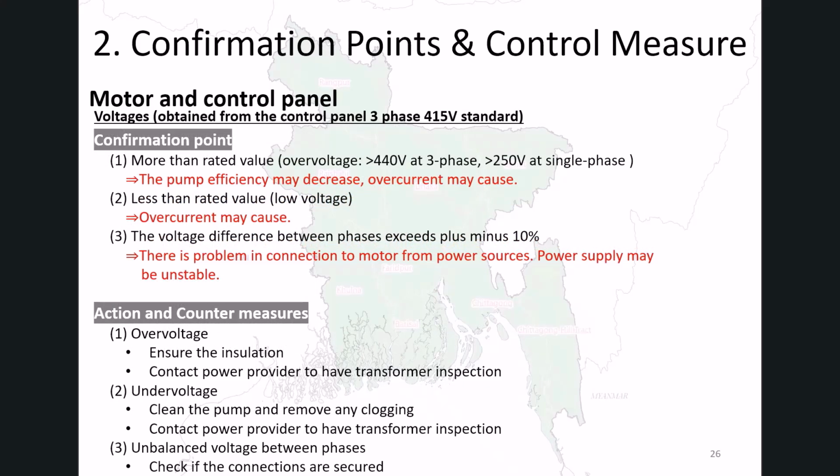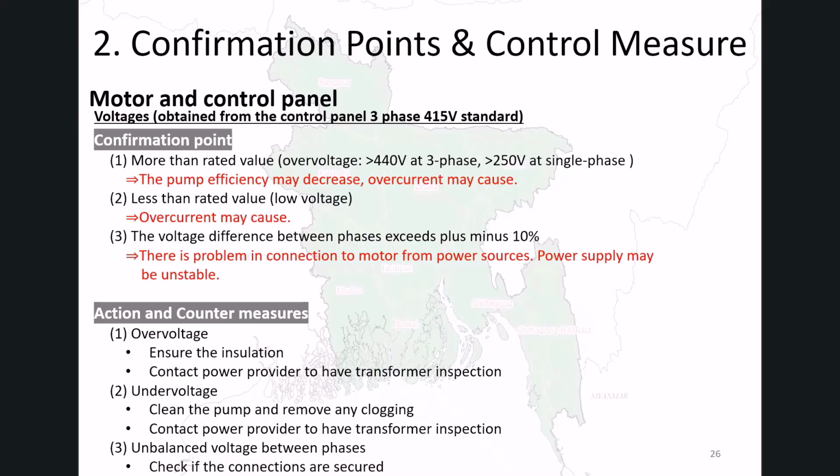Next, voltage is explained. In the case of overvoltage, it generally means more than 440 volt for three-phase systems and more than 250 volt for single-phase. If this condition continues, the pump efficiency may decrease and excessive current may flow, resulting in overcurrent. As countermeasure, check the insulation. When its failure is detected, ensure proper insulation of the equipment and contact the electricity provider to have the transformer inspected.